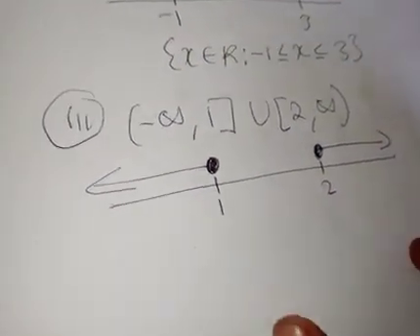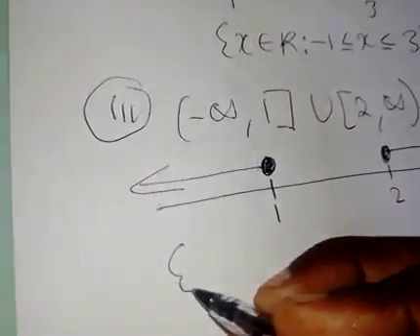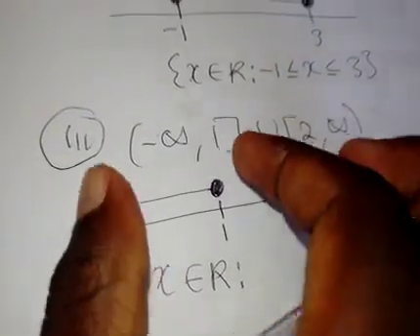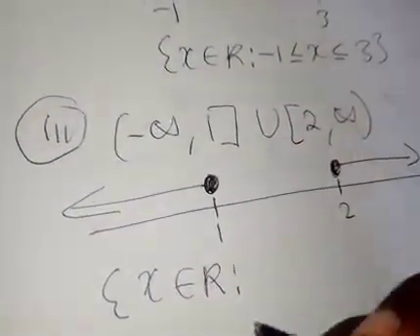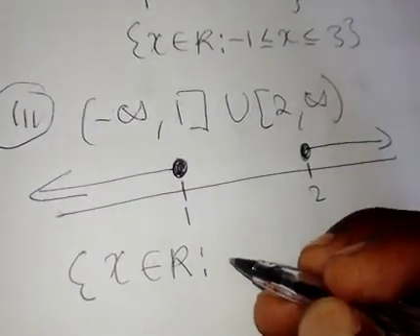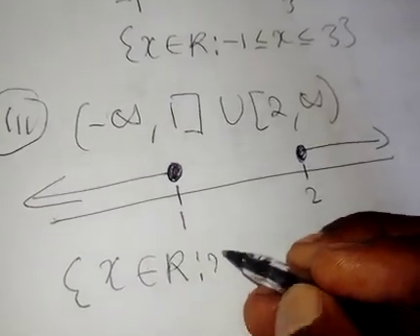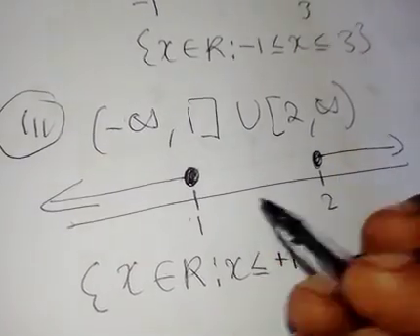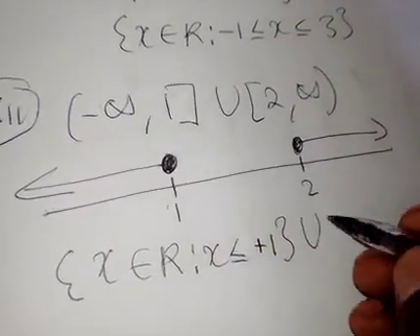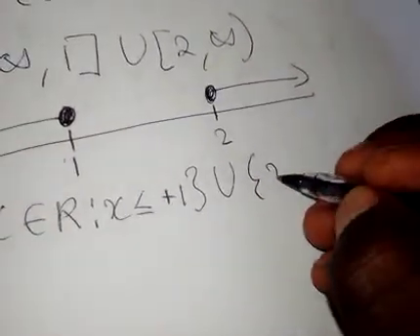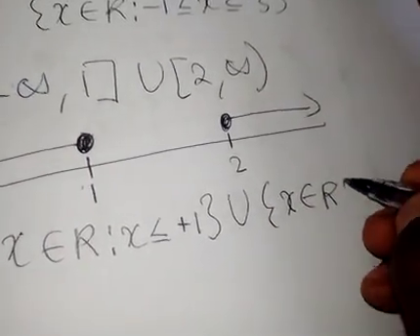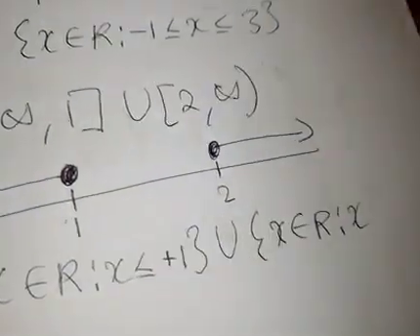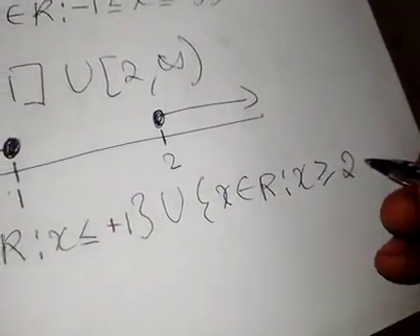So that's it. Representing that one using set builder notation, x member of R such that, so you start with the first part, then the second part. You can see that x is less than or equal to 1, it's just 1. Then union, x member of R such that, this part now, x is greater than or equal to 2, we are going to the right.